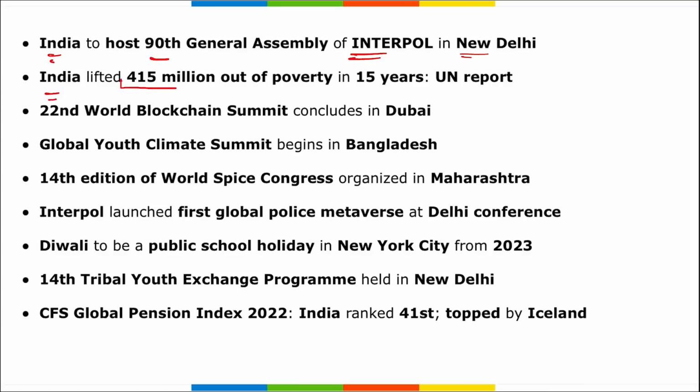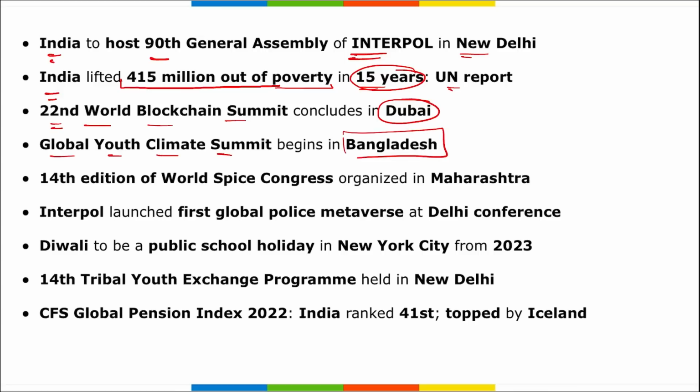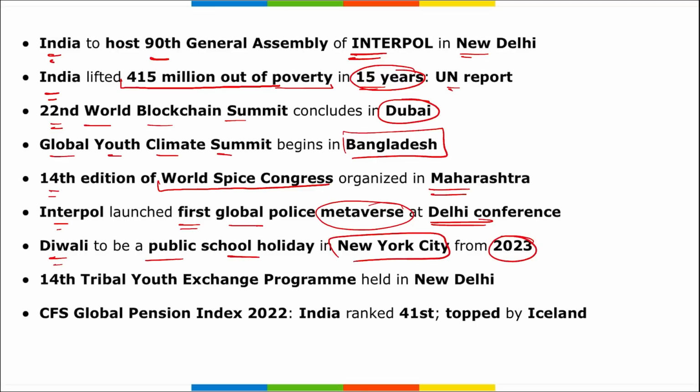India lifted 415 million people out of poverty in the last 15 years as per the UN report. Then the 22nd World Blockchain Summit was concluded, where it was in Dubai. Then Global Youth Climate Summit began in Bangladesh. 14th edition of the World Spice Congress was organized in Maharashtra. Interpol launched the first global police metaverse at Delhi conference. Diwali to be public school holiday in New York City from 2023.